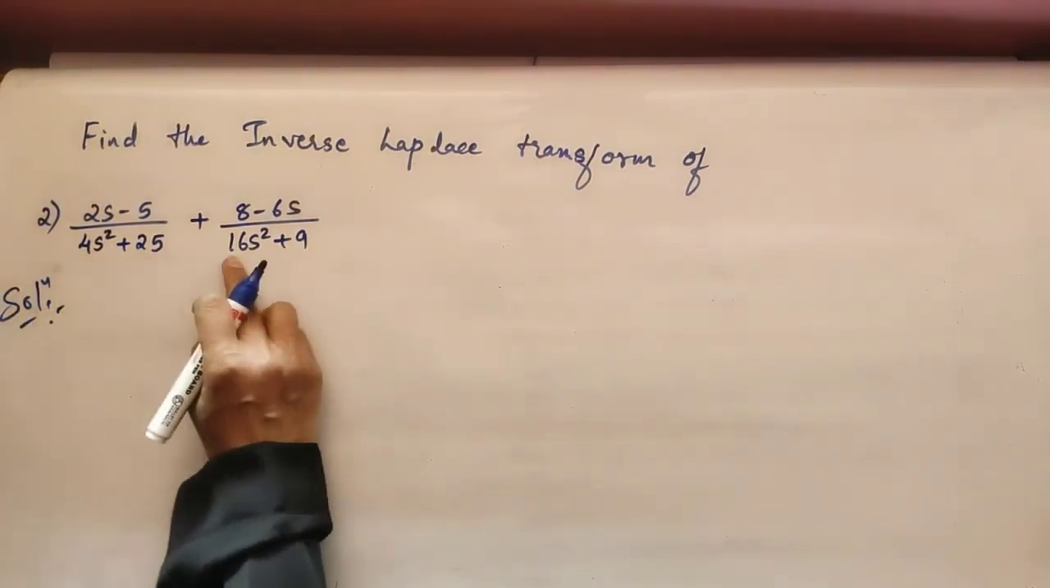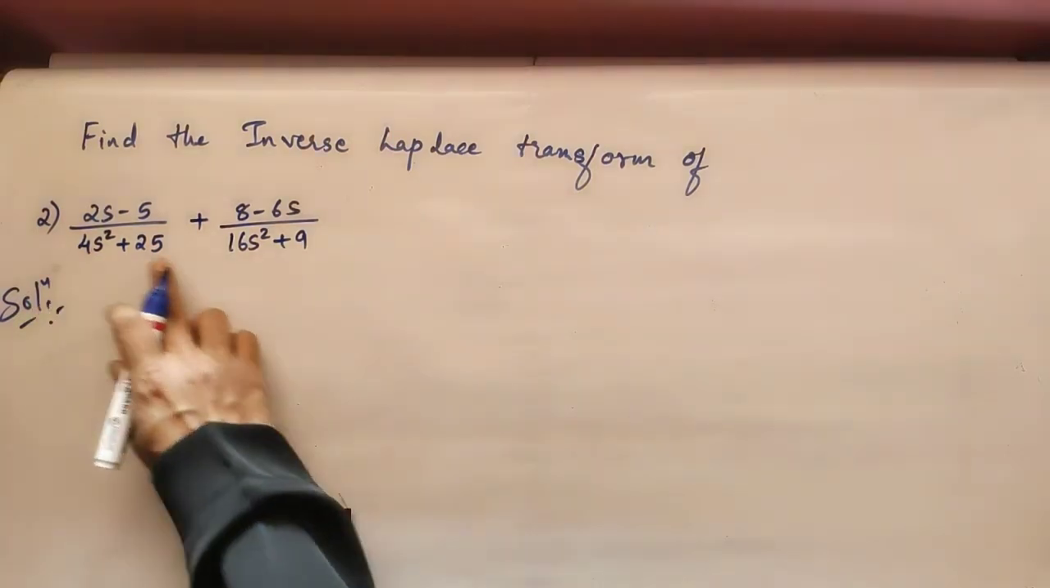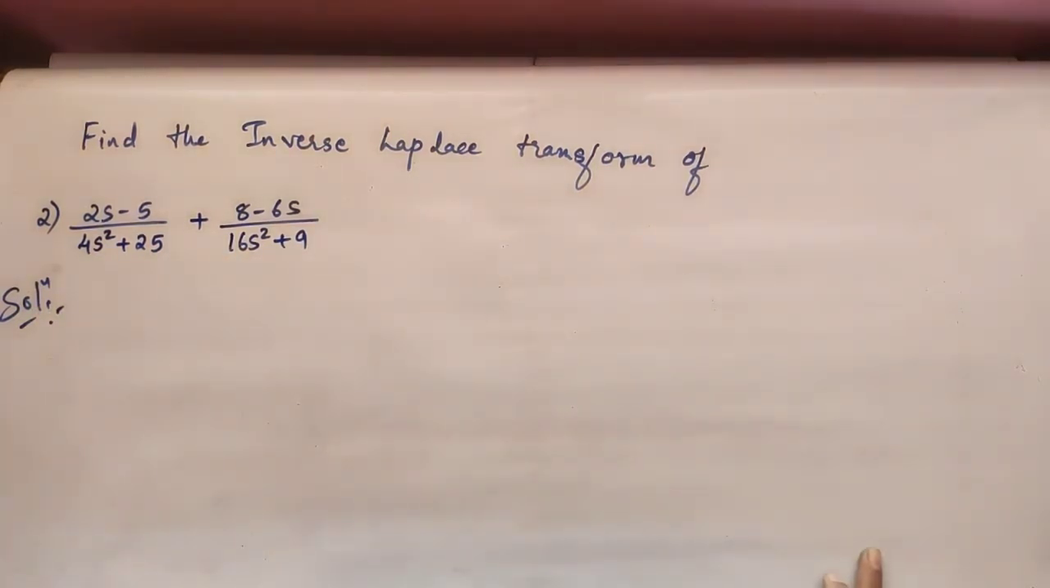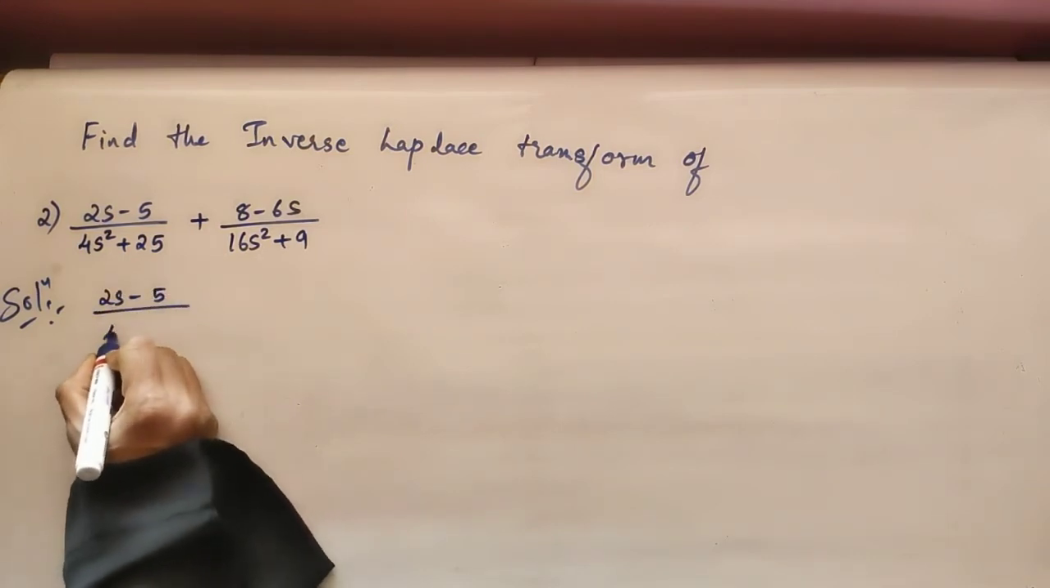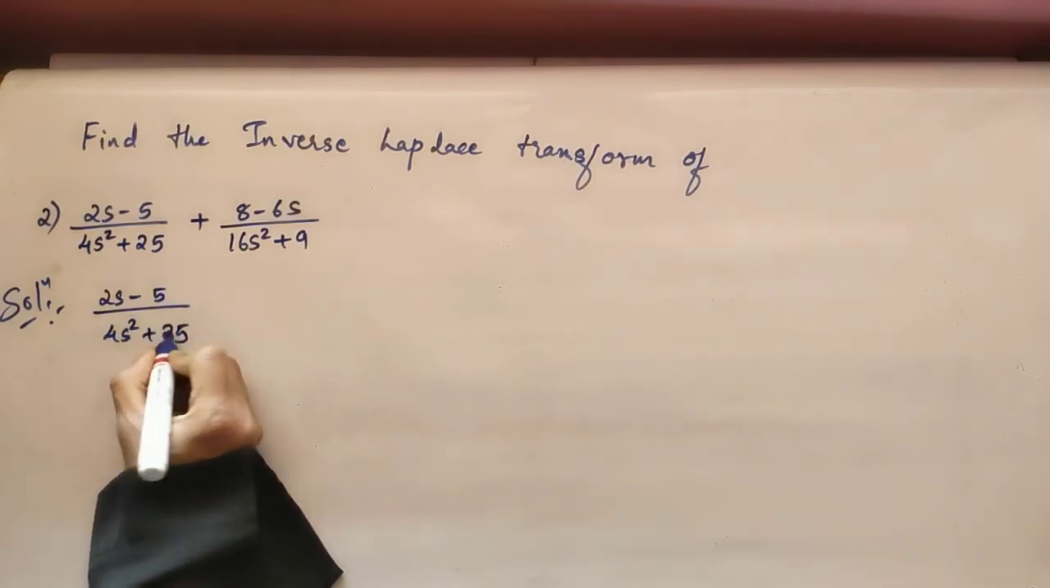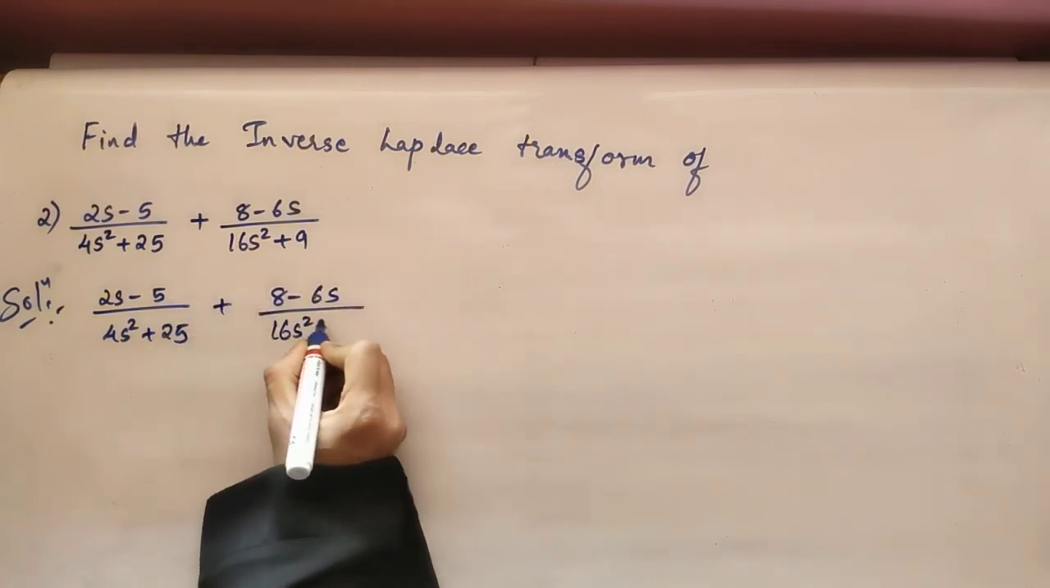Only thing is that in the denominator you need to take care, because the denominator does not have the coefficient of s square as 1, not unity. You have 4 and 16. So one small step you have to do here to remove that 4 from the first term and that 16 from the next denominator term. Okay, so it's very simple. First take down the given thing. It is 2s minus 5 divided by 4s square plus 25 plus 8 minus 6s divided by 16s square plus 9.